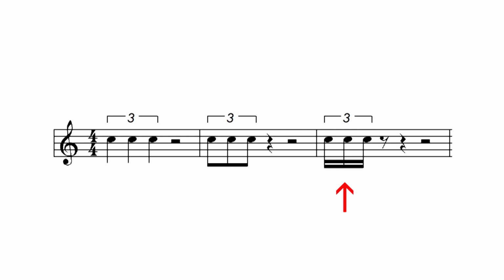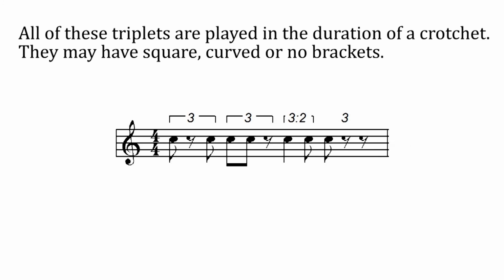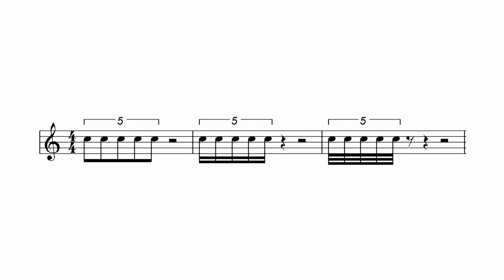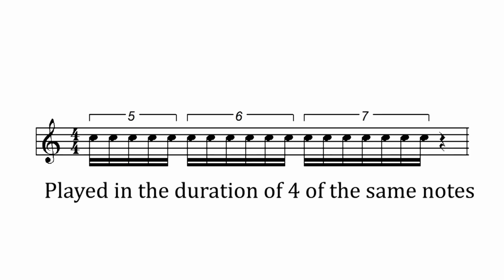Triplets do not have to have 3 notes. 1 or 2 notes may be left out, 2 notes may be tied together, or the equivalent notes written. Here are some examples. You can also group notes in other arrangements such as in 5s, 6s, 7s, 8s, 9s, etc. 5, 6, 7 notes are played in a time duration of 4 of the same notes. 9, 10, 11, 13, 15 notes are played in a time duration of 8 of the same notes.